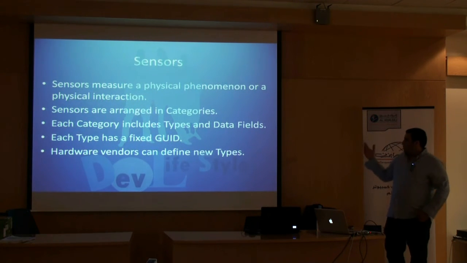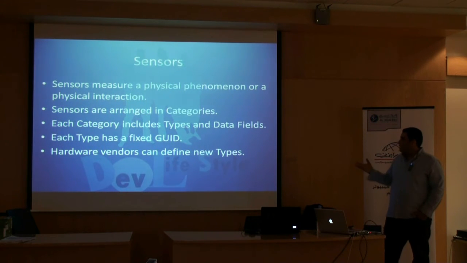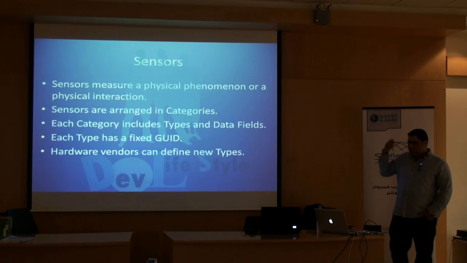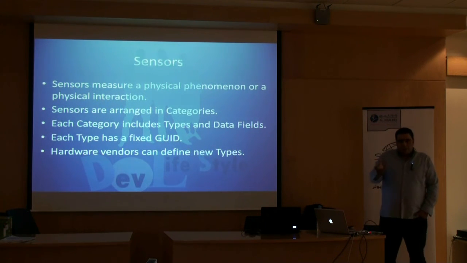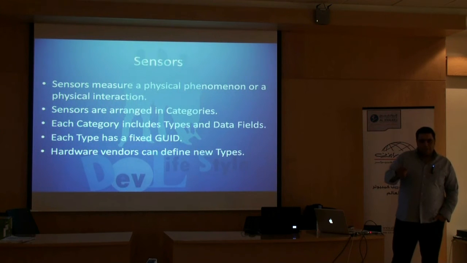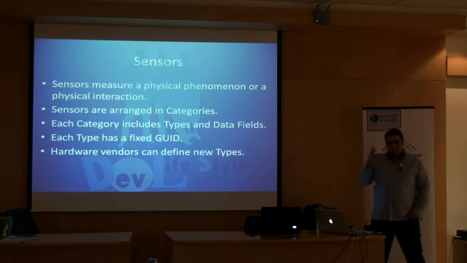So, definition of a sensor. What's a sensor? A sensor is simply something that measures a physical phenomenon or a physical interaction. When we say sensor, everybody thinks about hardware. Actually, sensors are not always hardware. Like we'll see in the Microsoft library, there is a sensor to find your location through your IP address. We call it a sensor. So it's not necessarily the hardware type.